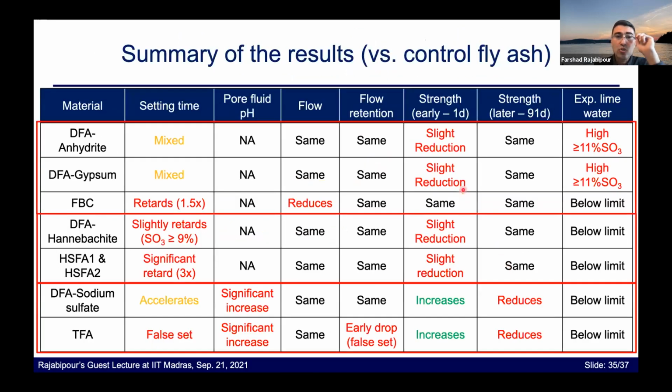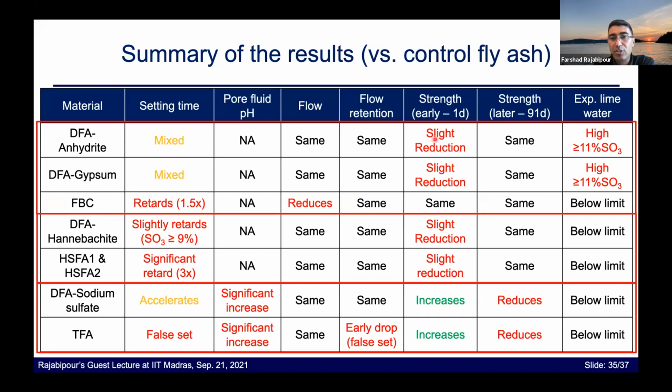Okay, so to summarize the results, here's a table. The top part of the table, we look at the fly ashes that are essentially contaminated by anhydrite or gypsum. An example of such is FBC fly ash. There is some retardation in the setting time by about 50%, which can be fixed with the use of accelerators. There is some reduction in the flow in the case of FBC fly ashes because of their angularity.